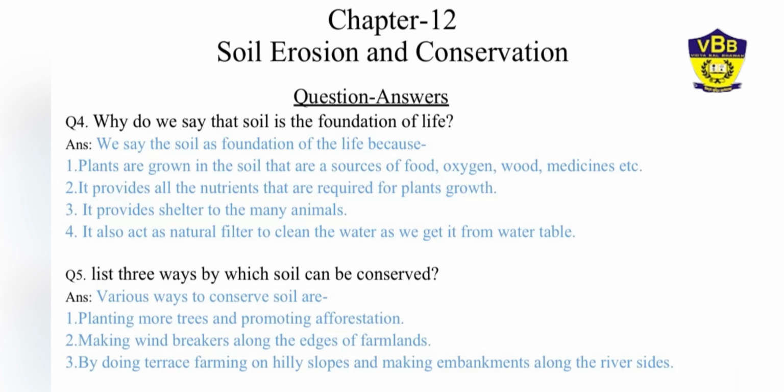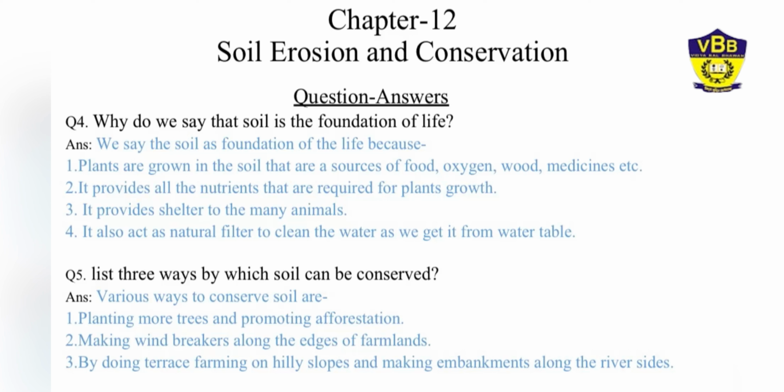So our next question is, list 3 ways by which soil can be conserved. Means how we can prevent soil from getting eroded. So write down the answer. Various ways to conserve soil are: number 1, planting more and more trees. So we should plant more and more trees, and we should promote afforestation. Afforestation means planting the trees on a large scale. So we should do that. So why are we doing that? Because plants' roots help to hold the soil. So it helps to conserve the soil.